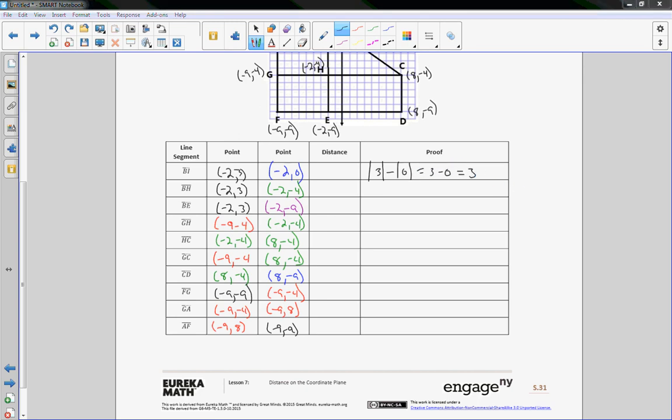Okay. Actually, I was right before. I'm thinking plus. Add them. 3 plus 0. And this one, BH, -2, -2, the x's are the same, so I'm going to figure the y's. One's positive and one is negative. So it's the absolute value of 3 plus the absolute value of -4, which equals 3 plus 4, which equals 7. And I'm going to plug the distances in this column.